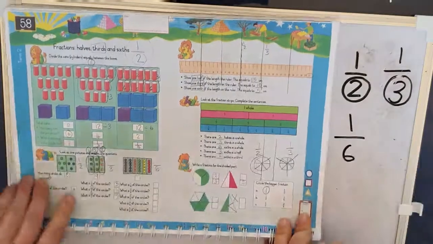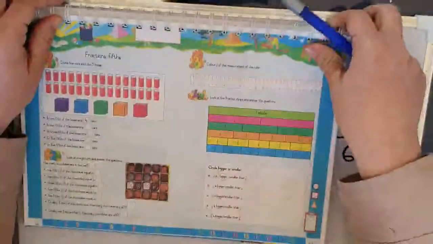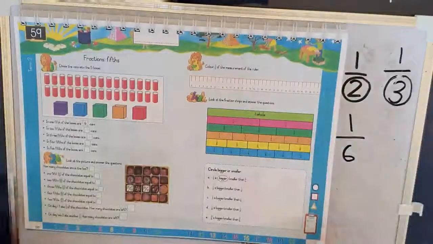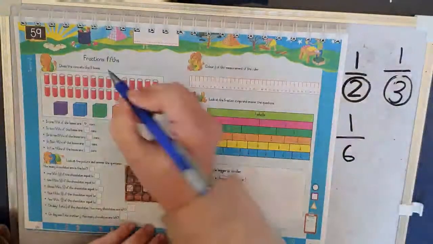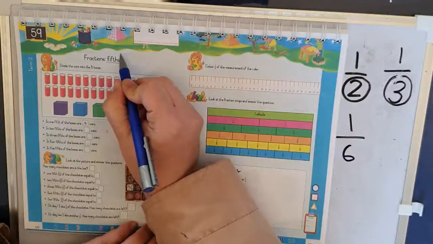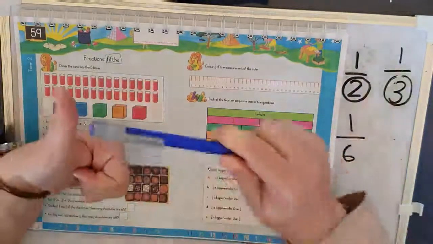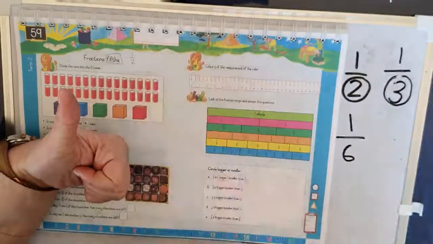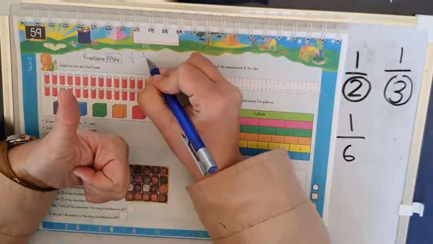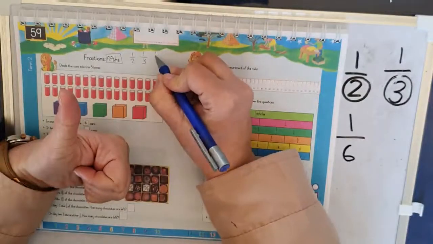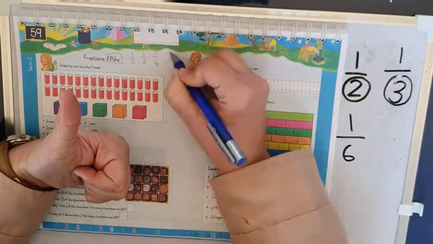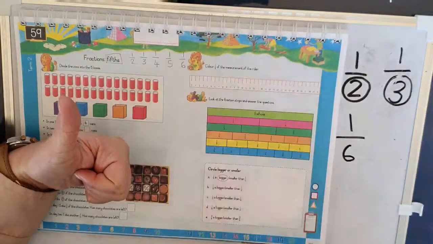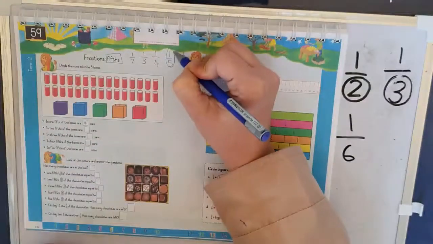Then the last page for today, page 132. We are continuing. This time you are doing fifths. So we have already done halves, which was 1 over 2. Now we have done thirds. We've done a quarter. Now we're going to do fifths because we've already done sixths as well. So now we are doing fifths.